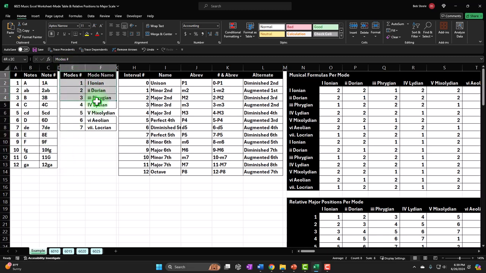We then constructed our table of the modes, just listing out the modes, numbering them 1 through 7, modes corresponding to the scales that we're gonna be building. And the scales typically are gonna be constructed off of what we think of as the major scale, and that's gonna be the Ionian mode. So remember that they're all related.